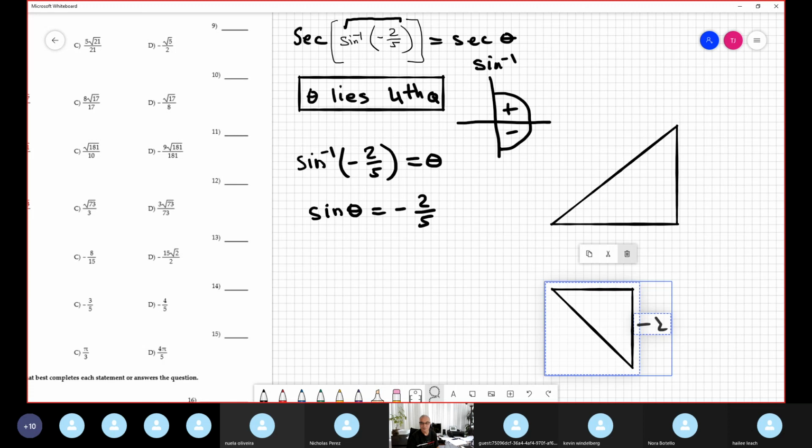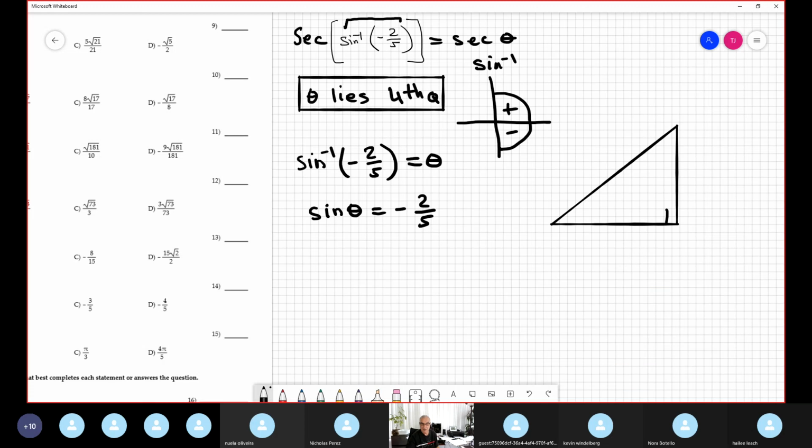Here you are. Okay, so this is a right angle. This is my famous theta. I don't care about the quadrant now. According to the definition, sine is opposite over hypotenuse. Correct? 2 is this 2. 5 is this 5. And you find the other side, the adjacent: square root of 5 squared, 25, minus 2 squared, 4, is square root 21.